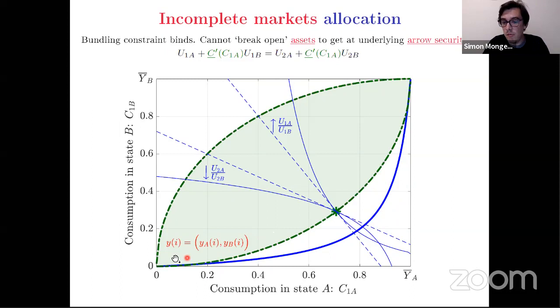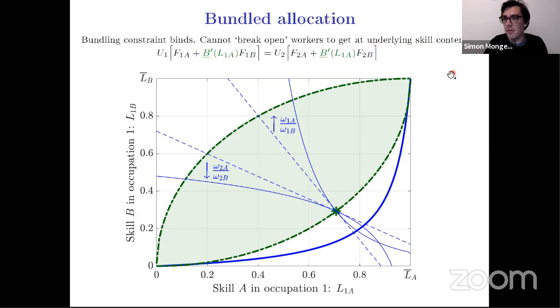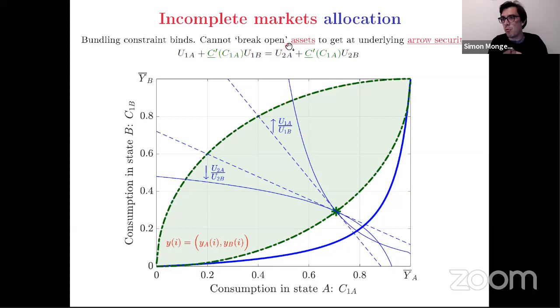Individual A holds all of these trees. Individual B holds all of these trees in equilibrium. Okay. So this is, I think, quite a neat parallel. It'd be useful for understanding what's coming up, as opposed to in our case where the planner can't break open workers to get at the underlying skill content. The interpretation here is quite clean: with incomplete markets, you can't break open these restrictive assets to get at the underlying Arrow securities. You can't break them up into just a component which has a payoff in one state and not in the other.